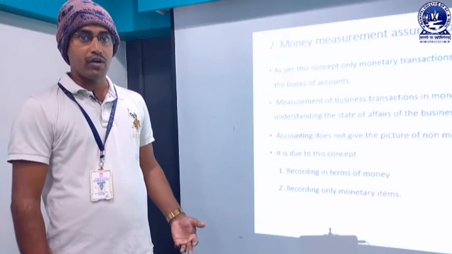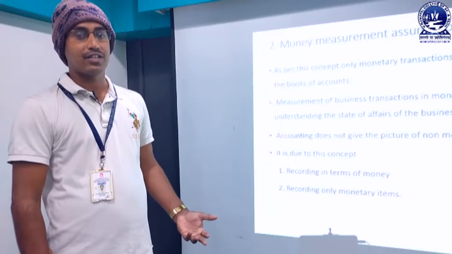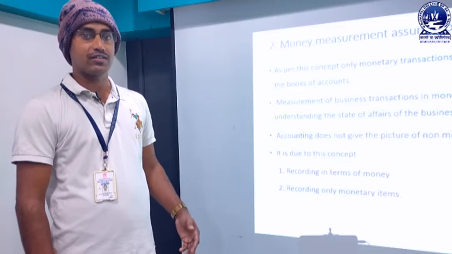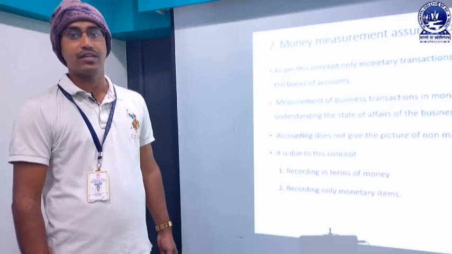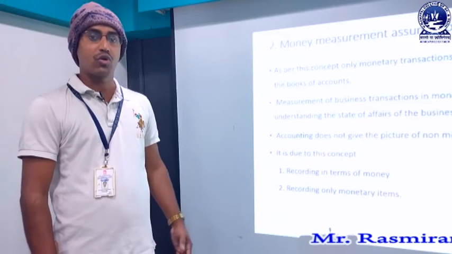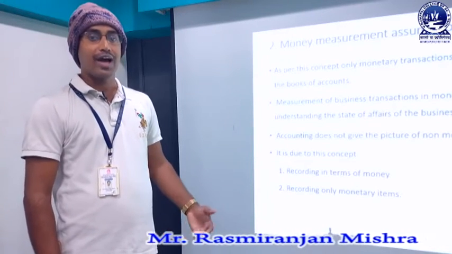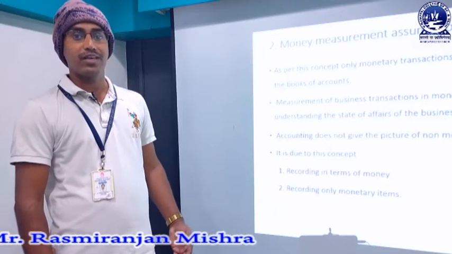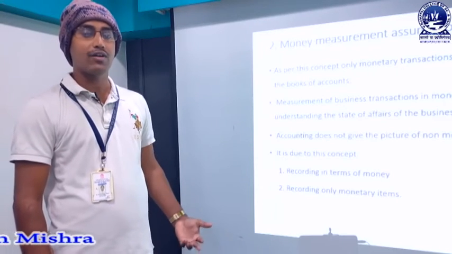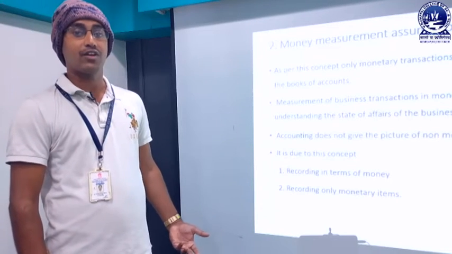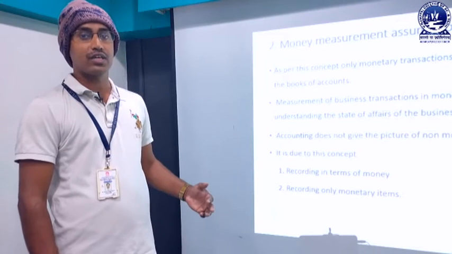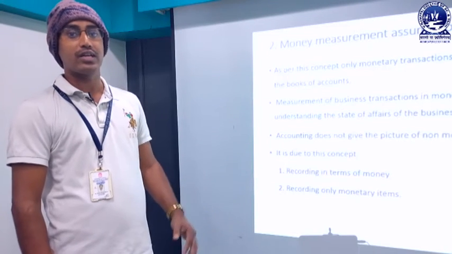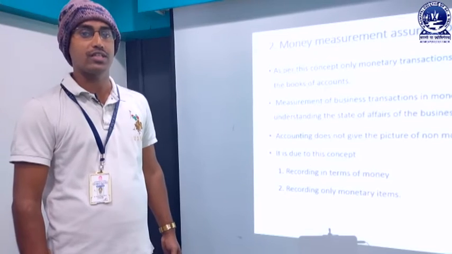Suppose an employee of the organization dies due to some disease or any other reason, or there may be a strike or a lockdown in the organization, but that cannot be recorded in the business books of accounts. Though it affects the business, it cannot be measured in terms of money, so we cannot record that transaction. That is a non-monetary transaction. So the business is meant for recording transactions in monetary form, and only monetary transactions should be taken into consideration.